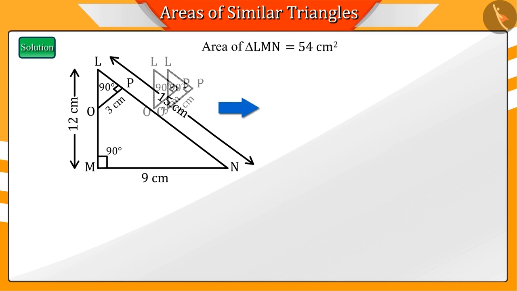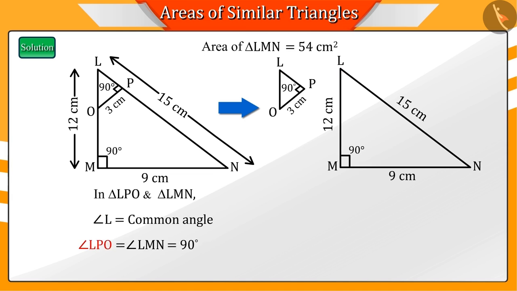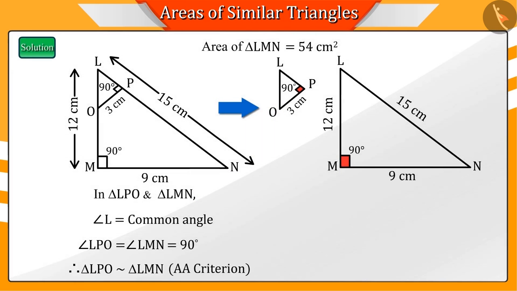Now if we talk about triangle LPO and triangle LMN, what can you say by observing them? Correct. Angle L in both the triangles is the common angle. And angle LPO and angle LMN are right angles. Can you now identify the similarity of triangle LPO and triangle LMN? Good. Both these triangles are similar according to the AA criteria, where side PO and side MN are proportional corresponding sides.